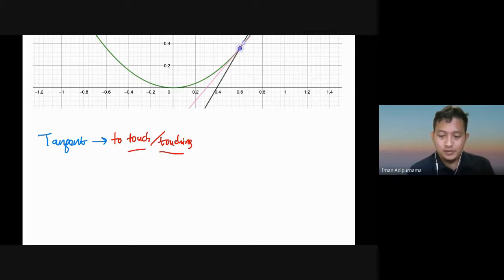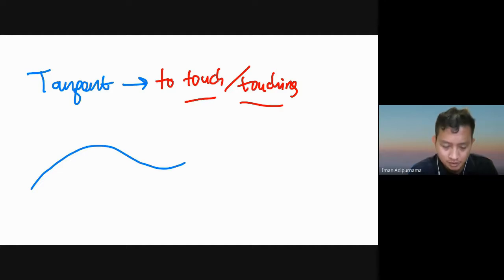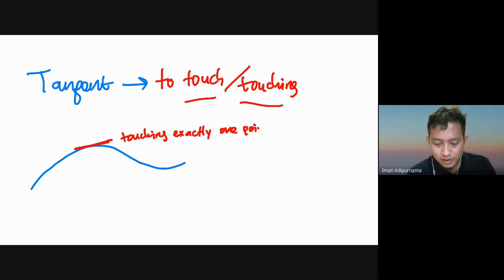So what does it mean for touch or touching? We can say that, like a curve, and then we have something here that touches a little bit at that point. So it is touching exactly 1 point. At here it is touching exactly 1 point. That's the precise definition of the tangent.